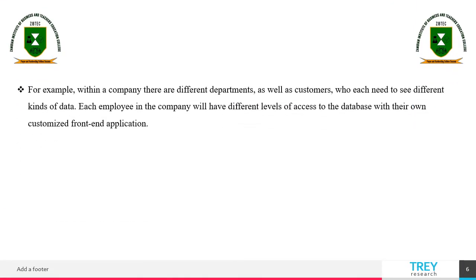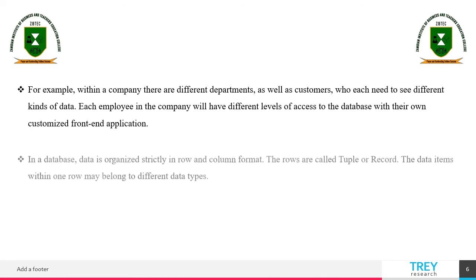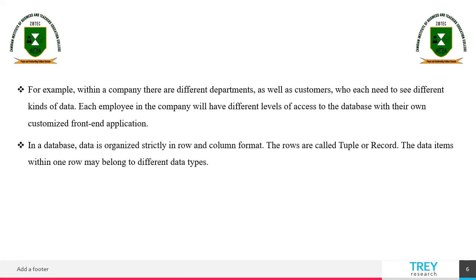So here we have an example which is saying within a company there are different departments as well as customers who each need to see different kinds of data. Each employee in the company will have different levels of access to the database with their own customized front-end applications. You will understand more what this statement means as we go on in this lecture.